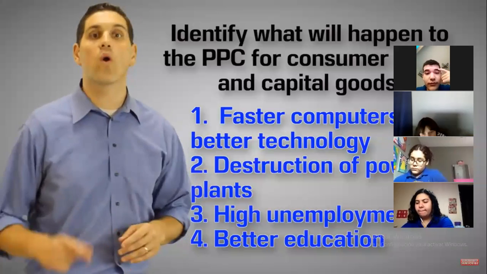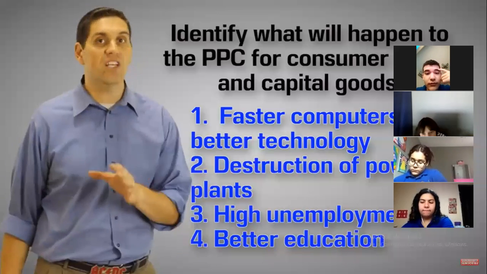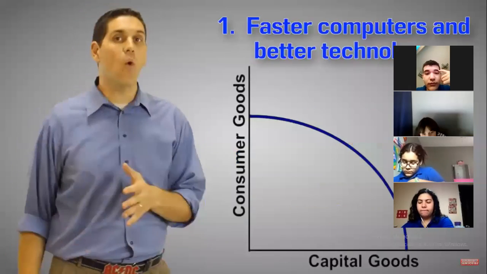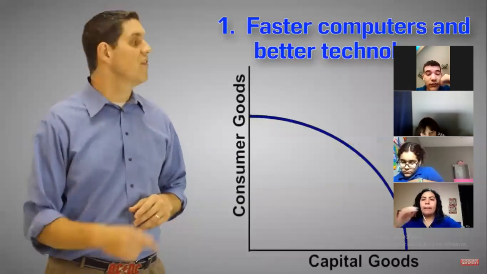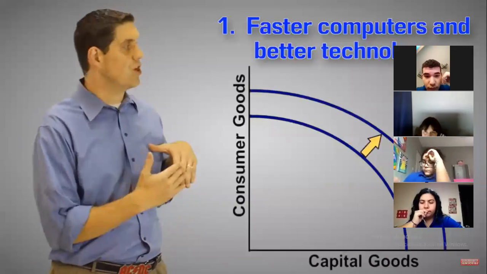And number four, what if there's an increase in education? Make sure to pause this video and I'll go over the answers. For number one, if we have new computers and better technology, the entire production possibilities curve will shift outward.